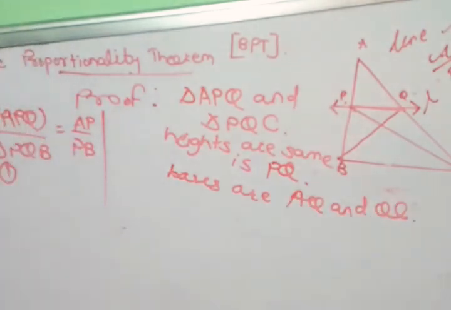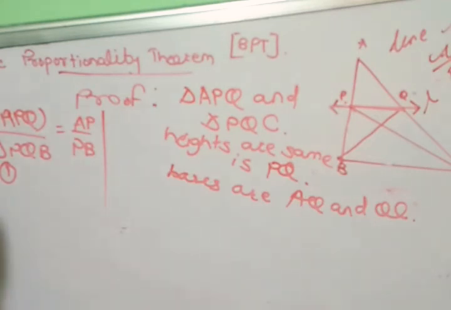So friends, let us understand: in the first case, APQ and PQB, the heights are the same PQ, and the bases are AP and PB. In this second case, APQ and PQC triangles, the heights are also equal, PQ, and the bases are AQ and QC. Like the area of APQ by the area of triangle PQB, we also show the area of triangle APQ by the area of triangle PQC. Find the ratio of the areas of both triangles. So for this, we know the heights and bases.